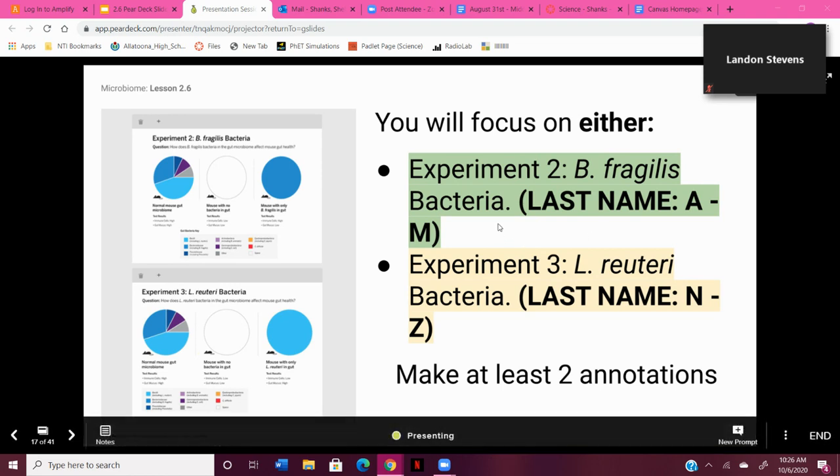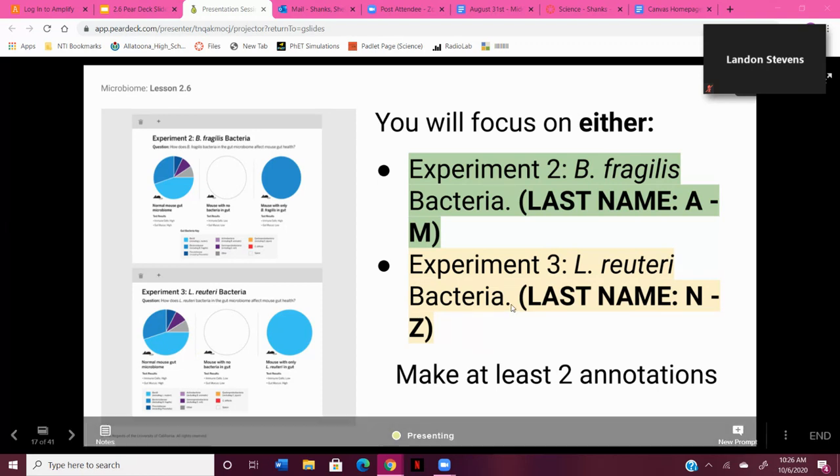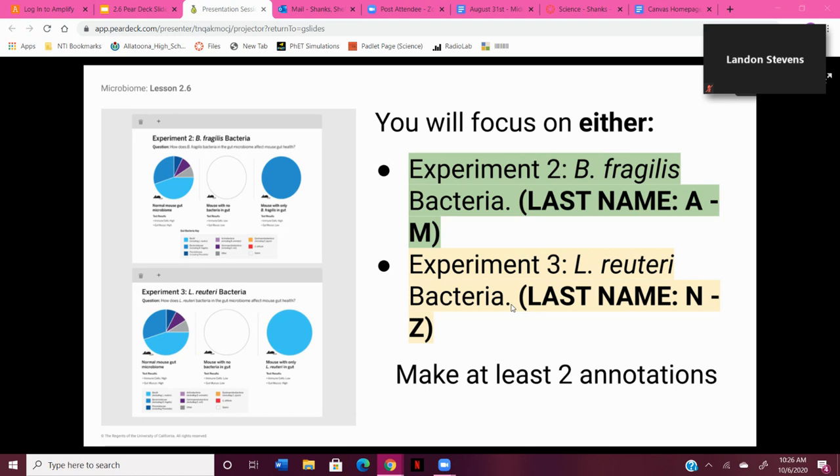All right, so experiment 2, the B. fragilis, the one that's up here on the top. Last names A through M are going to look at experiment 2. Experiment 3, the L. reuteri, last names N through Z are going to be looking at that. All right, so remember it, write it down, keep it in your head because I'm going to take it to the next slide so that you can start on those annotations.